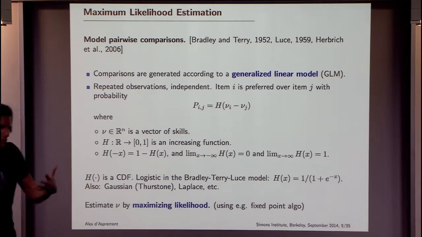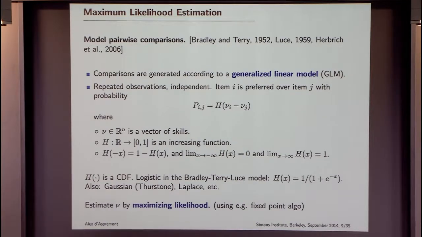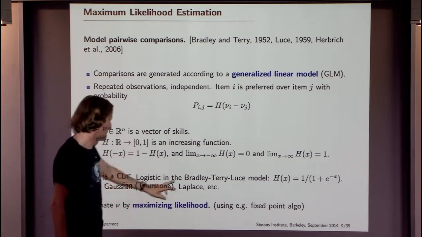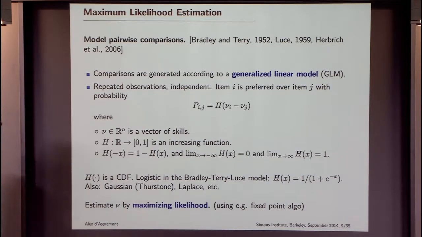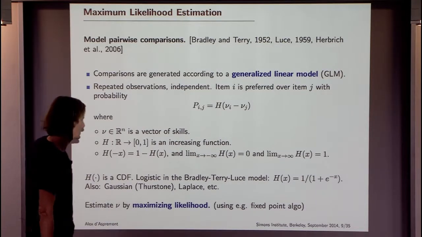Okay, so it looks very similar. It's similar in spirit to the Elo system. It predates it, so the statement should really be made in the opposite direction. Again, here nu is a vector of skills. H is a CDF, typically logistic in the Bradley-Terry-Luce model, but you can also do it with Gaussian or Laplace distributions. Okay? And so what you do now is just estimate nu by maximizing likelihood.